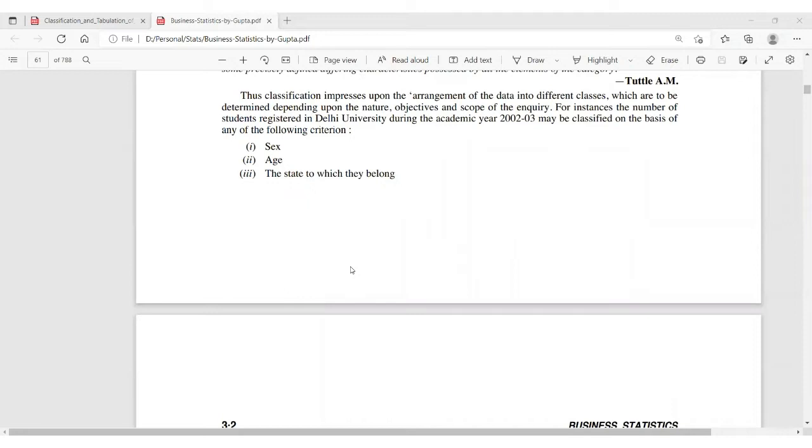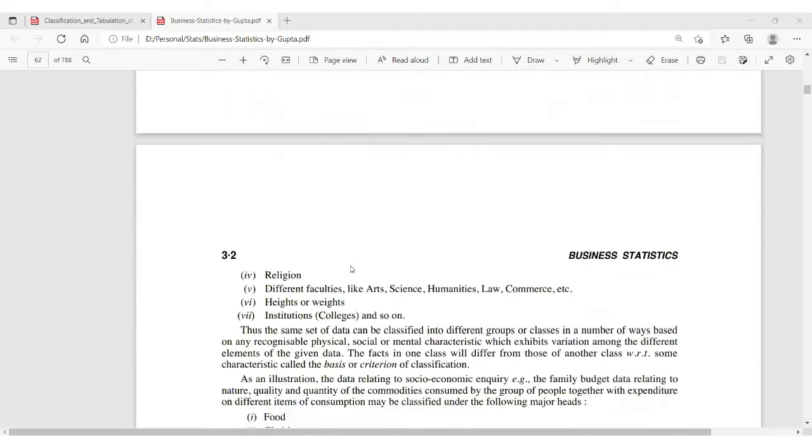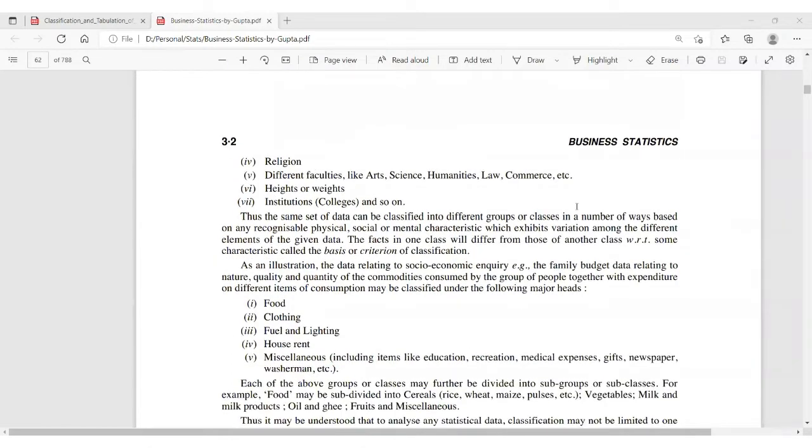This percentage of students are male, this percentage of students have the age of 21, and this percentage of students belong to Delhi, Haryana, UP, Bihar, West Bengal, and so on. So this is called classification. These are facts that we classify into different criteria.